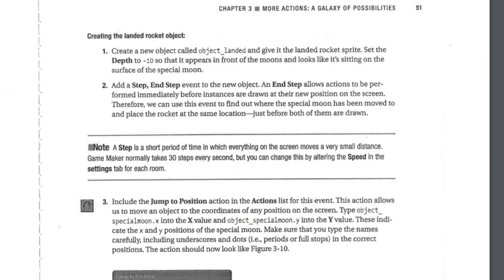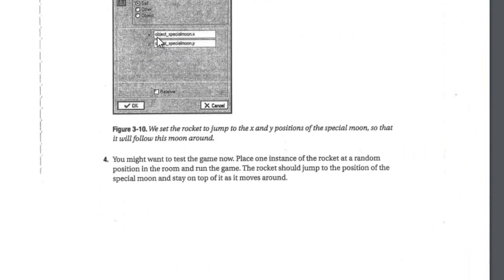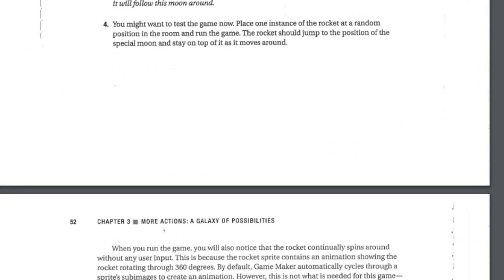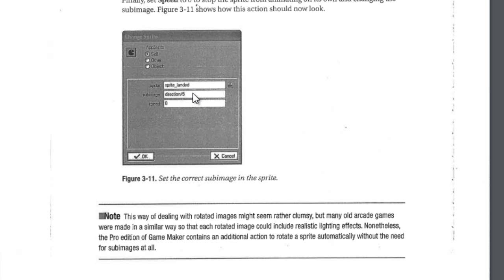So here's our, we used obj underscore special moon.x. If you named it object underscore special moon, then you use exactly as you named it yourself. Alright, so we have our sprite landed, direction divided by 5.